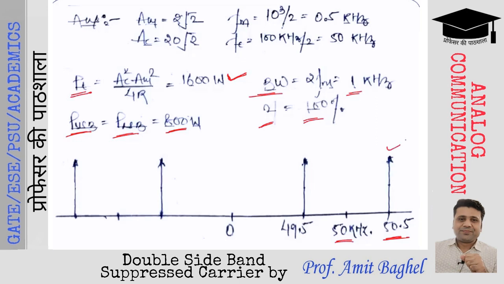Another impulse you are going to get at the lower sideband frequency. So FC minus FM is 49.5 kilohertz. Hence, you are going to get another impulse at FC minus FM. So this is the spectrum of the modulated waveform. FC पर चूंकि कैरियर कंपोनेंट नहीं है कोई, इसलिए FC पर कोई इंपल्स आपको फ्रीक्वेंसी डोमेन में दिखाई नहीं देने वाला है. ये DSBSC मॉड्यूलेशन मेथड है.